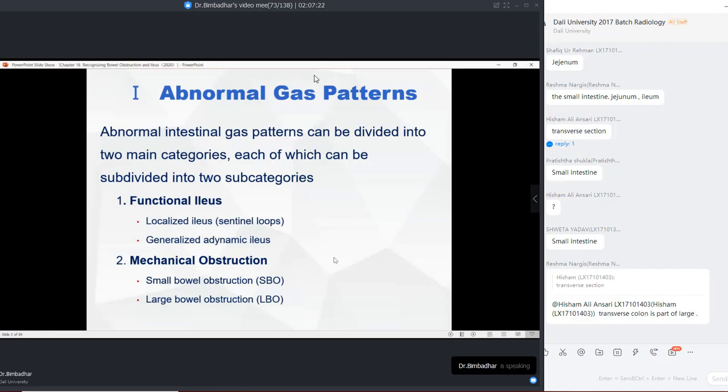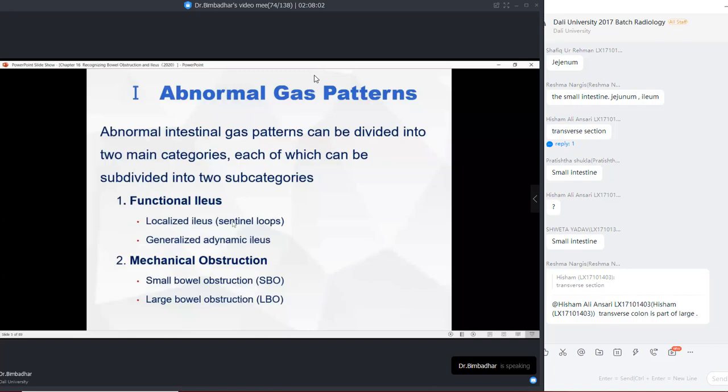So you are going to look at the abnormal gas patterns, and those gas patterns have to be learned and recognized. That is what we are trying to achieve here: learning how these abnormal gas patterns look. They can be divided into two main categories. Which one is the functional ileus? Functional ileus is a situation where a certain part of the intestine is abnormal, which is called a sentinel loop.